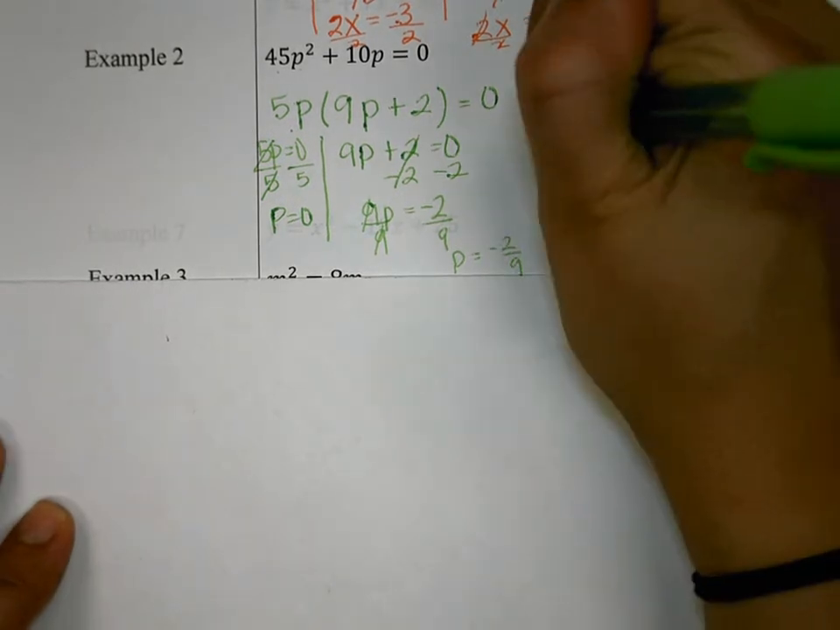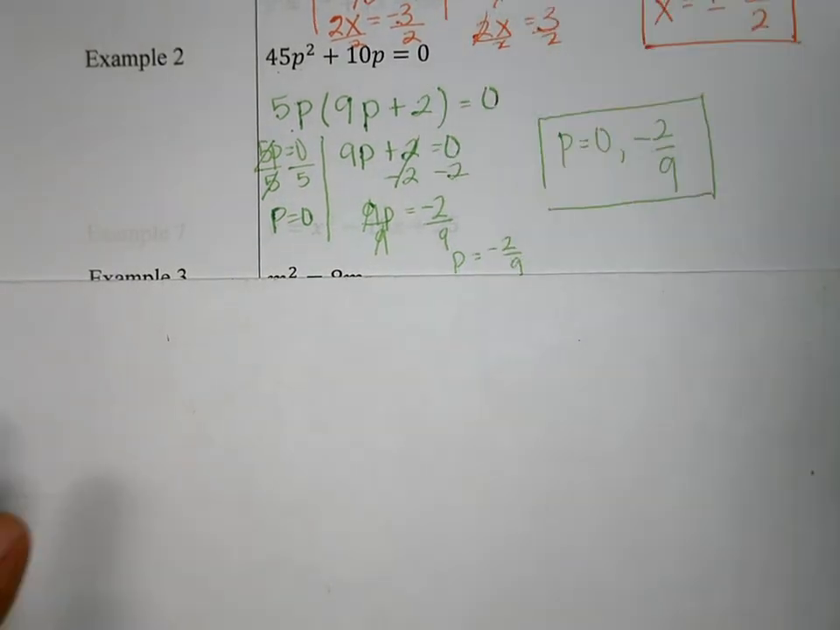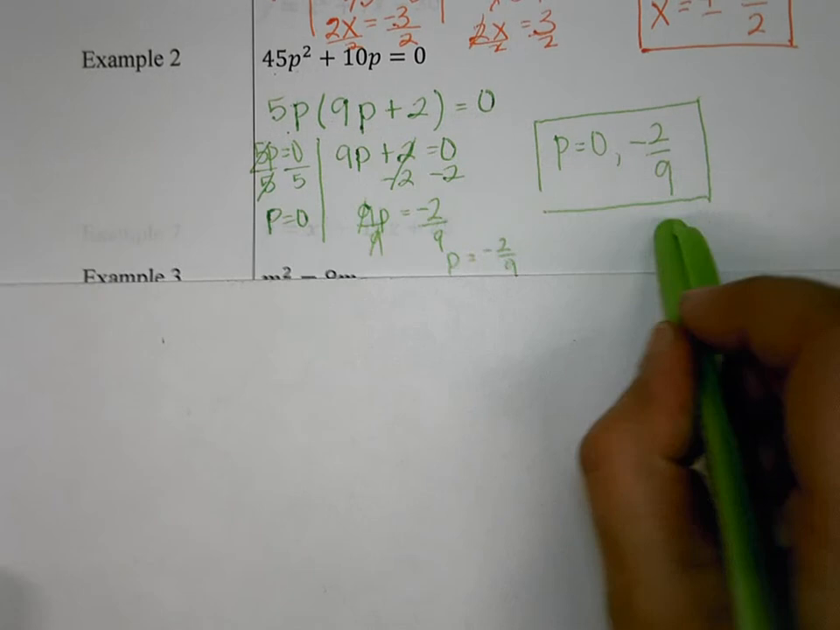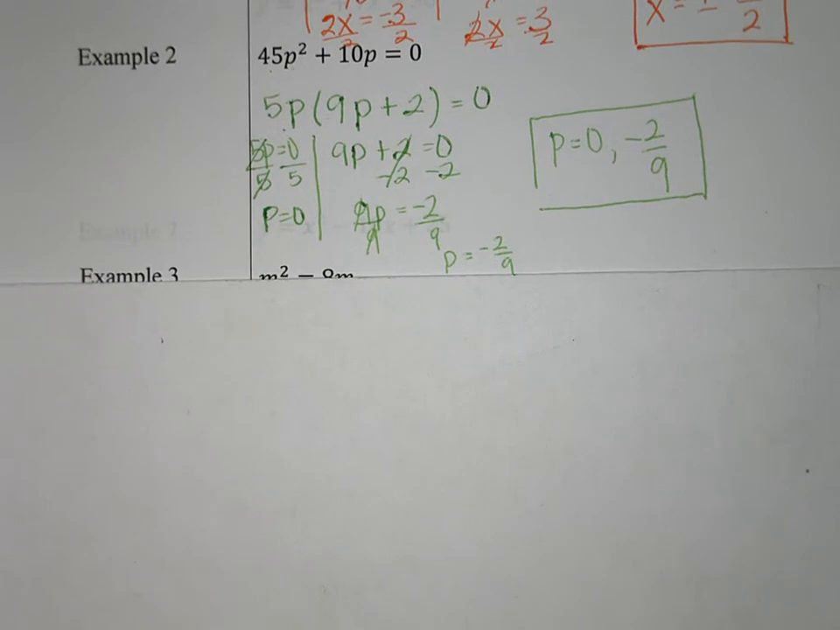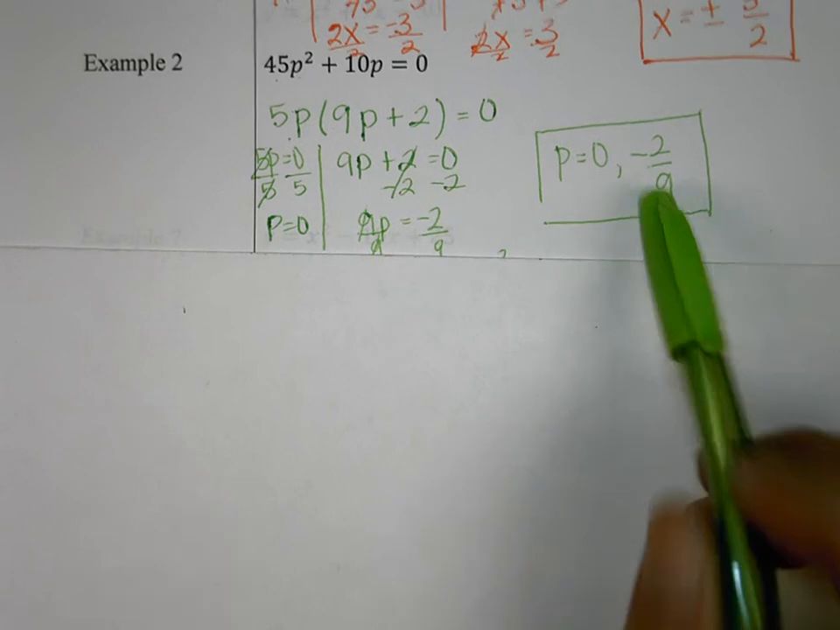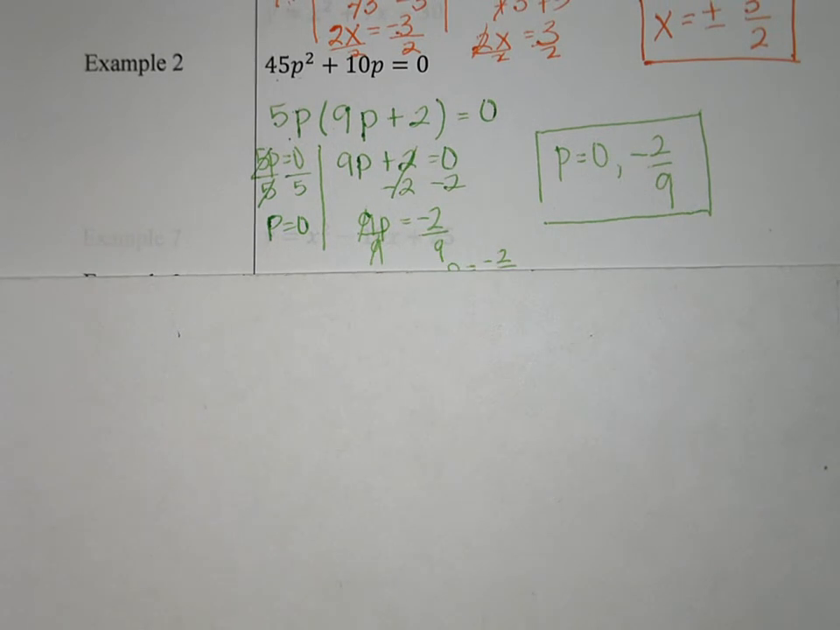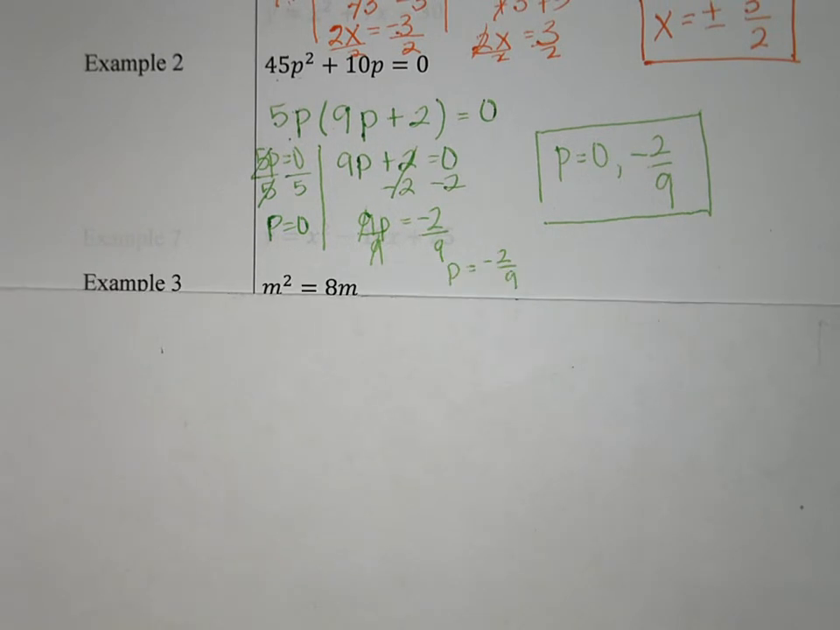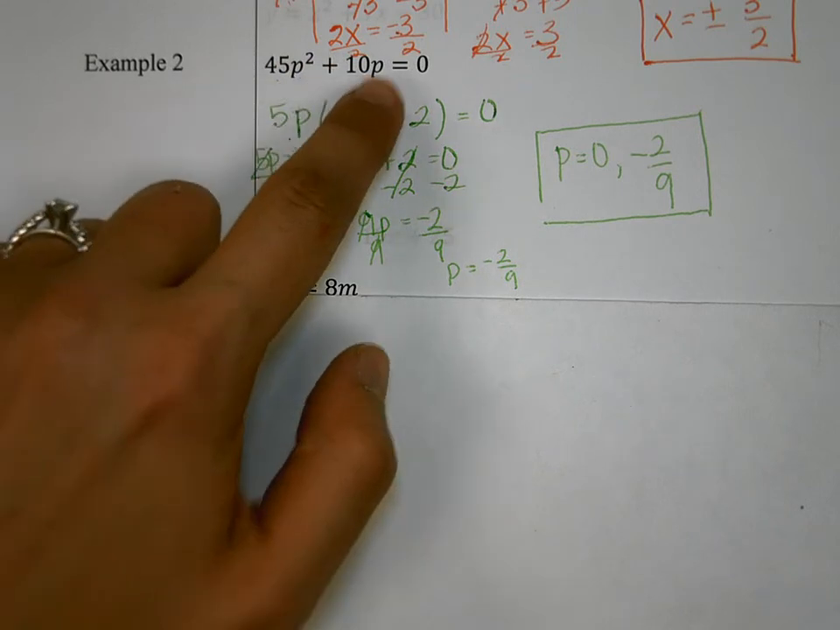And what I'm doing here when I write my answers, it's just a list of answers. You can't plug both in for x at the same time. You can pick either one of these, and I'll get the answer of 0 when I plug it back in. So we just list all of the possible answers. We don't have to write it as an ordered pair because it's not an ordered pair. We only have one variable, and that's p.